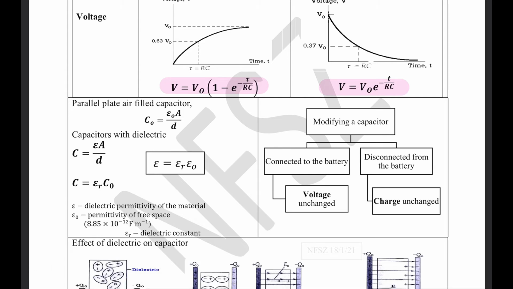Maksudnya kapasitor awak ni dia tak ada apa-apa. So kalau kita ada macam ni, okay, kapasitor dia tak letak apa-apa in between these two plate, tak ada apa-apa. So air filled lah. So kat tengah-tengah tu ada air sahaja. So equation dia C0 is epsilon naught A over D. A will be the area, D will be the distance between the plates.